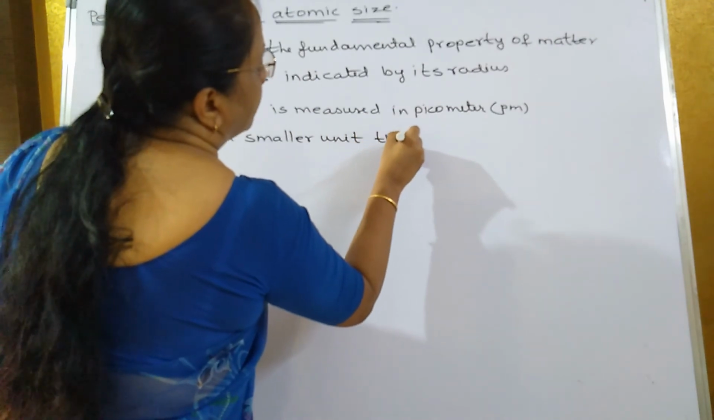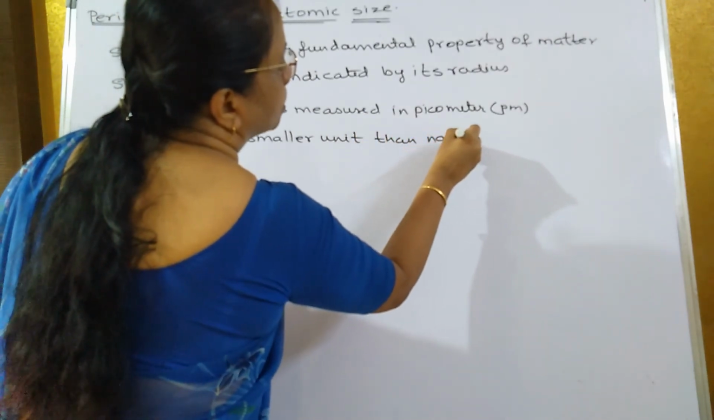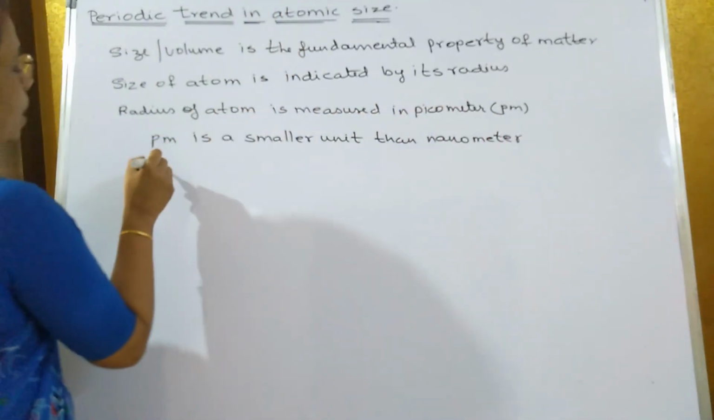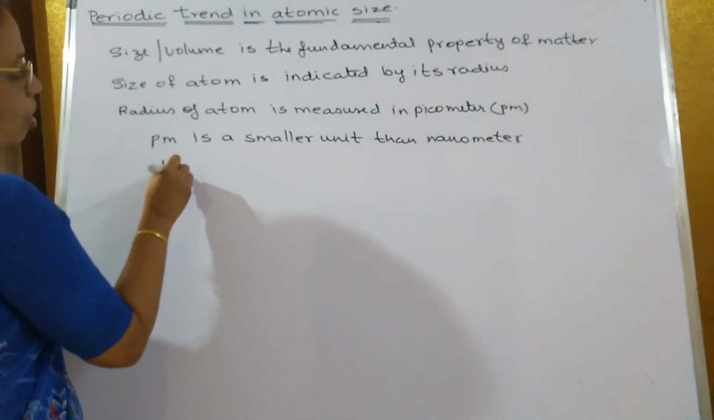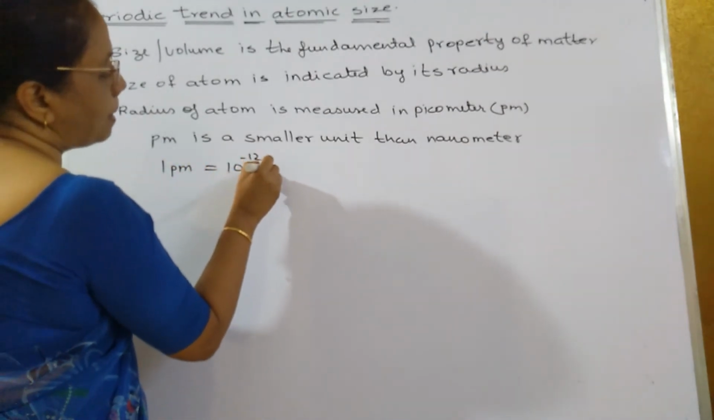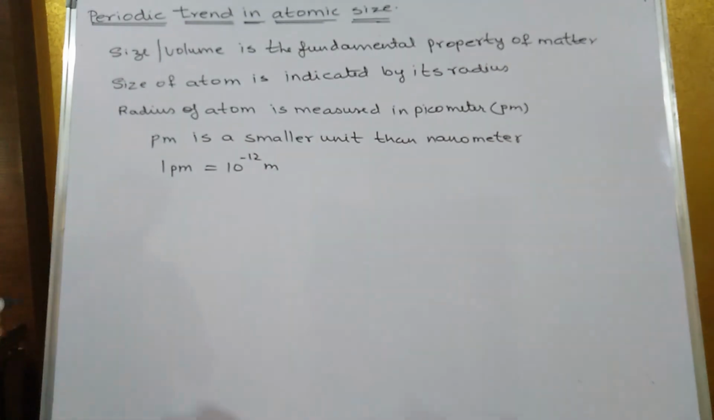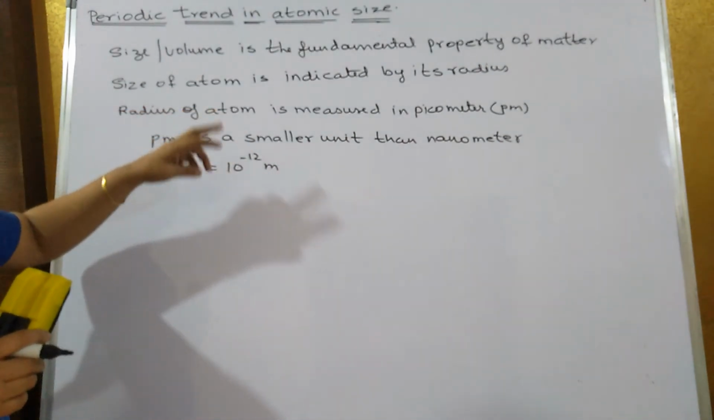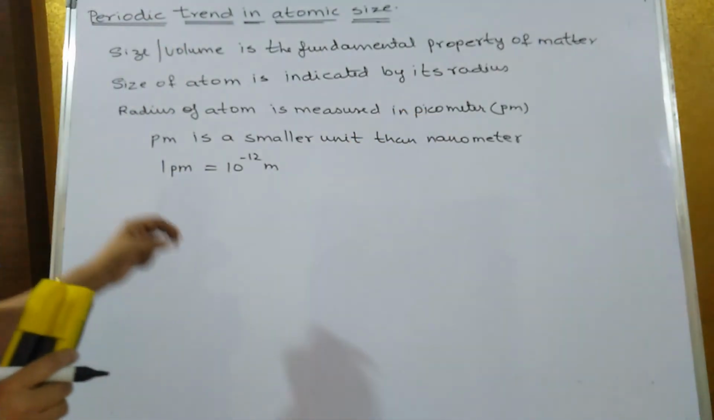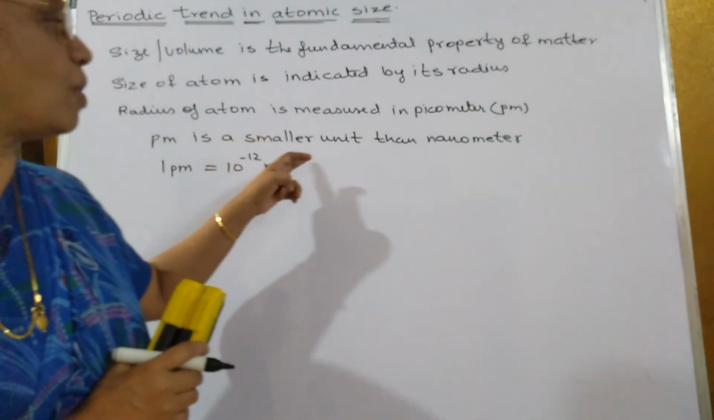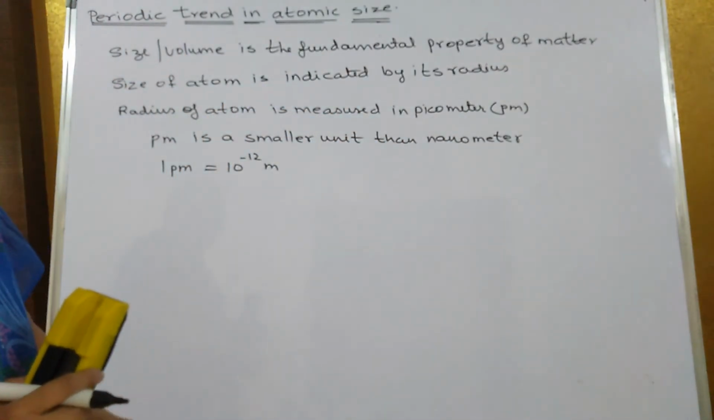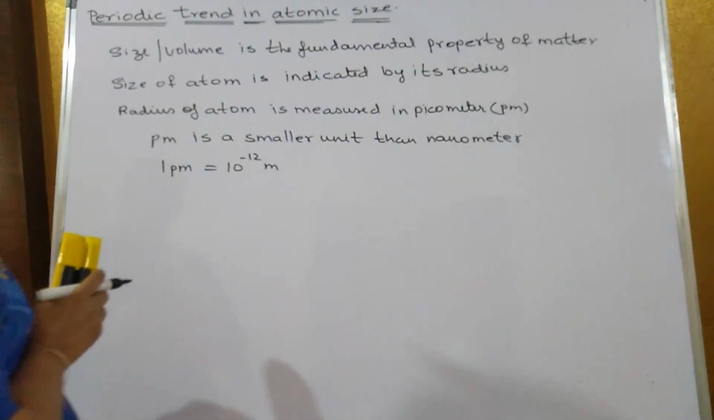Smaller than a nanometer, which you have studied last year. Now 1 picometer is equal to how much meter? It is equal to 10 to the power of minus 12 meter. So this is the way the radius of the atom is measured. It is measured in which unit? In picometer, and picometer is a smaller unit than nanometer. And 1 picometer is equal to how much? 10 to the power of minus 12 meter.